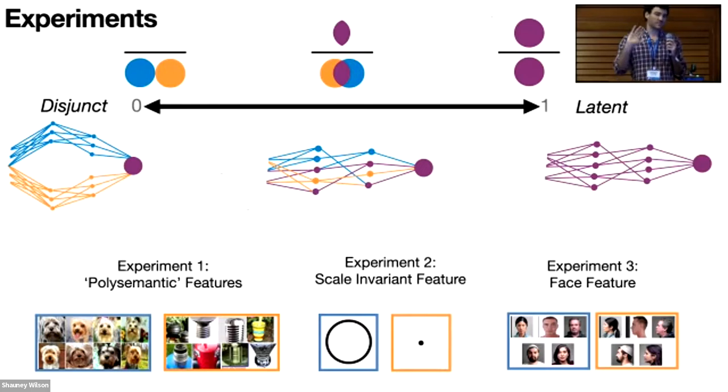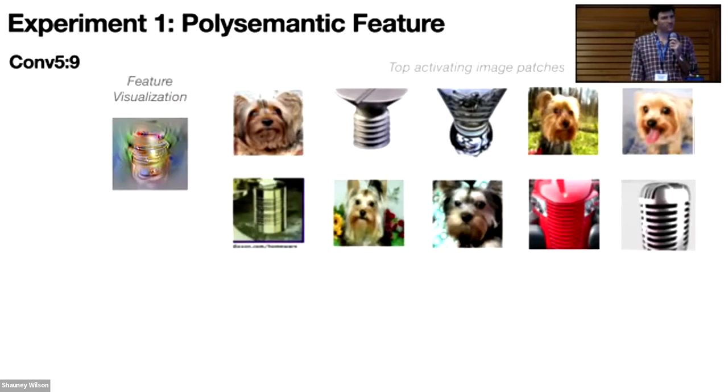Latent, I shouldn't say latent because that's ambiguous now. Three features in AlexNet trained on ImageNet. And we're going to see if each of those features is a disjunctive feature or a latent feature. Okay, so how do we find interesting features for this analysis? One way is to look at a feature's top activating image patches from ImageNet.